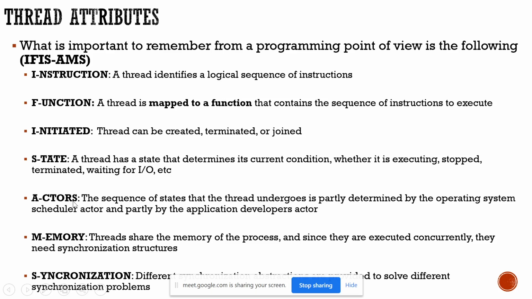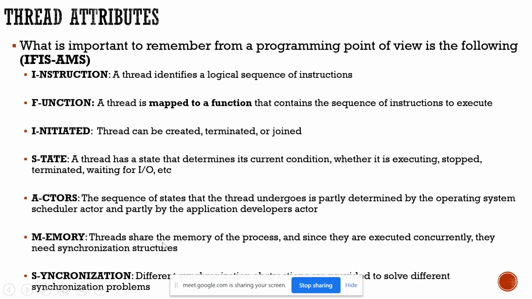A thread has actors. The sequence of states that a thread undergoes is partly determined by the operating system scheduler actor and partly by the application developer's actors. So a thread, even though it is independent, is sometimes also dependent on the other threads, on the other programs, right? Those are called actors in the same system.